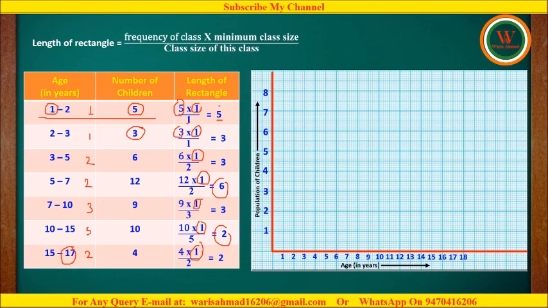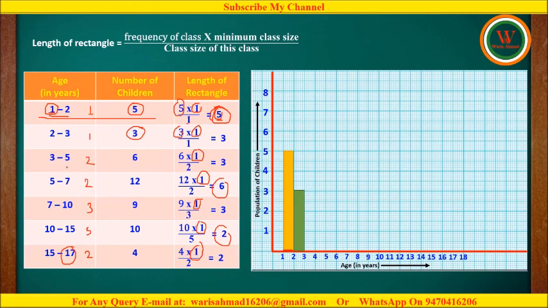The very first length of rectangle is given 5. So we will take the bar with length 5, and here we will focus on this class interval also, 1 to 2. So we will take the breadth of rectangle from 1 to 2 while the length will be taken as 5. So the very first bar will be like this. The breadth must be equal to the class interval, that is 1 to 2, and the height must be equal to 5. So I have taken this one. Now the second one is 2 to 3 and the length of rectangle is 3. So the second bar will be like this.